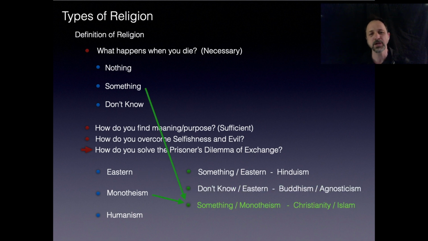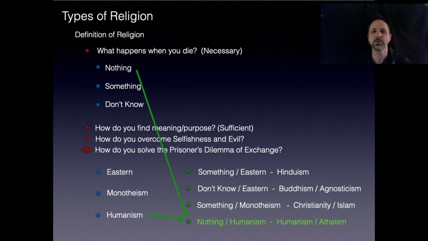Then we're going to take a look at monotheism, which answers the question that something happens when you die. And we're going to look at the monotheistic response to the prisoner's dilemma of exchange. And here we'll be looking at both Christianity and Islam. And we're going to take a look at the distinction between those two religions as we go.